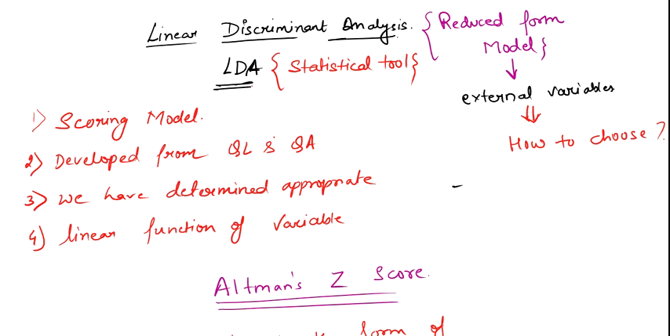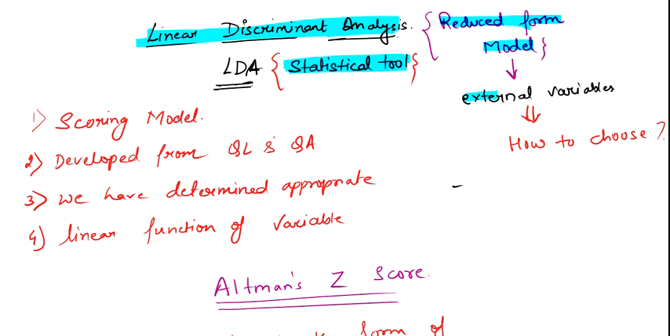Linear discriminant analysis, this is our first method, and this is a reduced form model. We have two types of model, if you remember. One is the reduced and another is the structural. So linear discriminant analysis is part of the reduced form model. Merton model is a structural model, and linear discriminant analysis is a reduced form model. Next, this is a statistical tool. This is also very important, that this is a statistical tool.